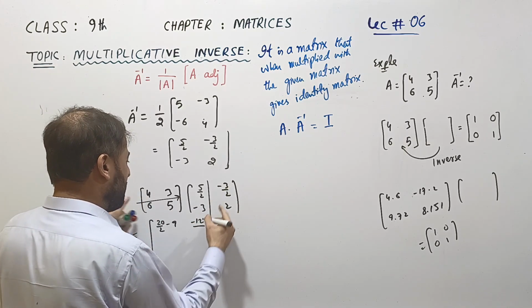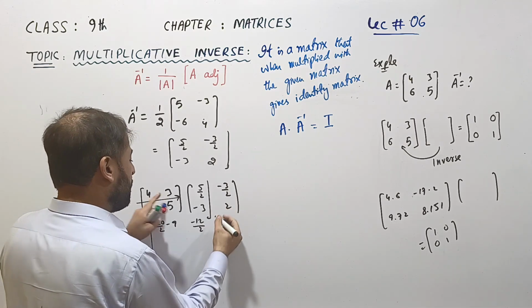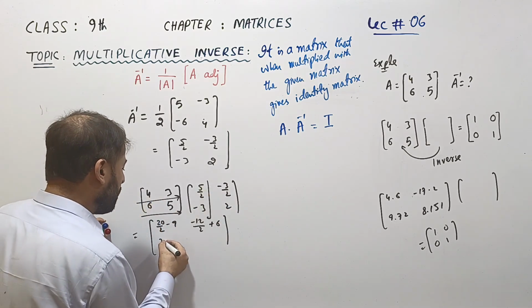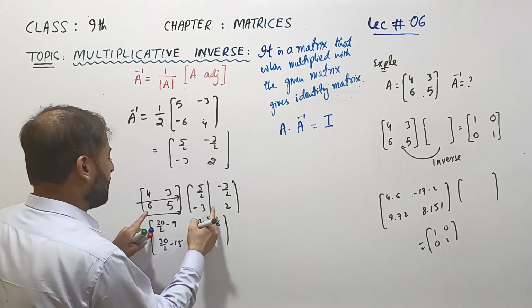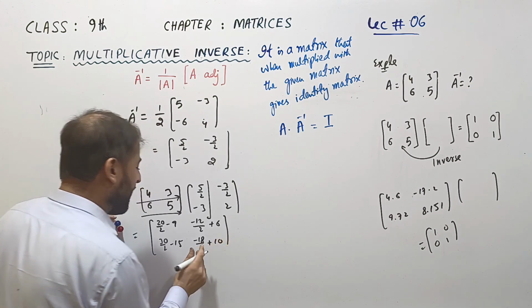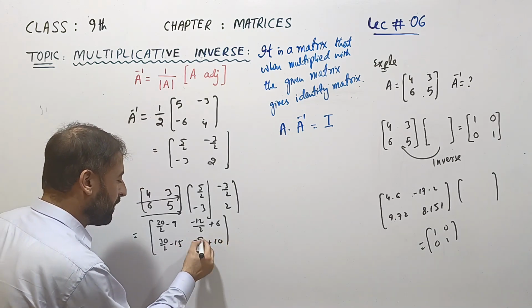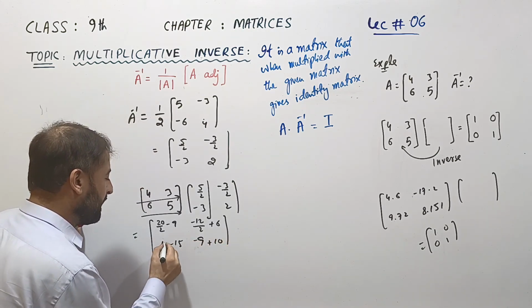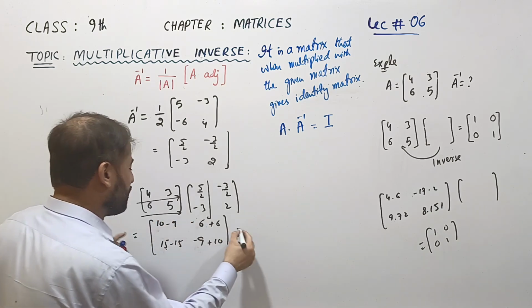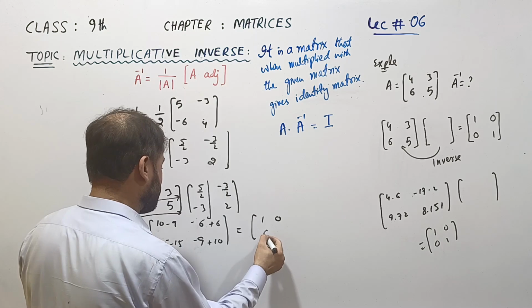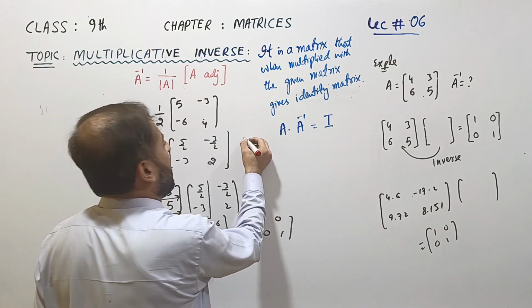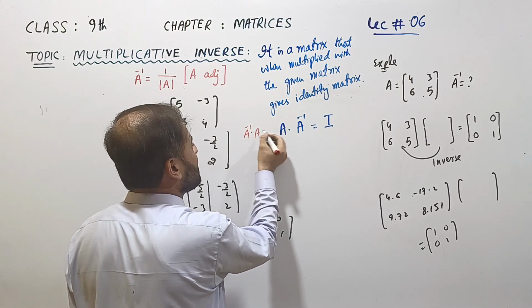Minus 12 by 2 plus 6. Second row, first column: 30 by 2 minus 15. These two: minus 18 by 2 plus 10. Minus 18 by 2 is minus 9, then 10 minus 9 is 1, and 15 minus 15 is 0, and 10 minus 9 is 1. You see, students, 1, 0, 0, 1. Identity. And if you take A inverse first, followed by A, the same thing.